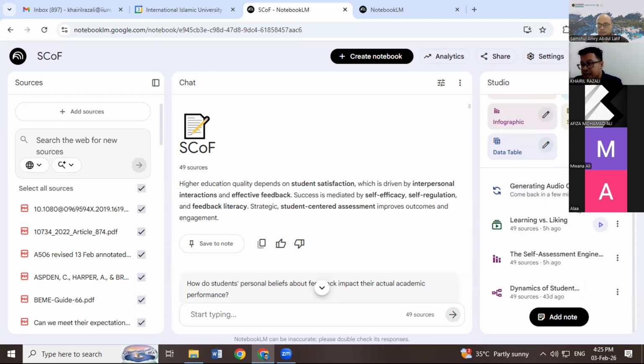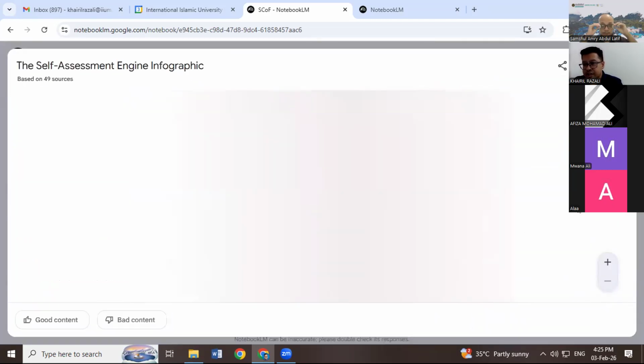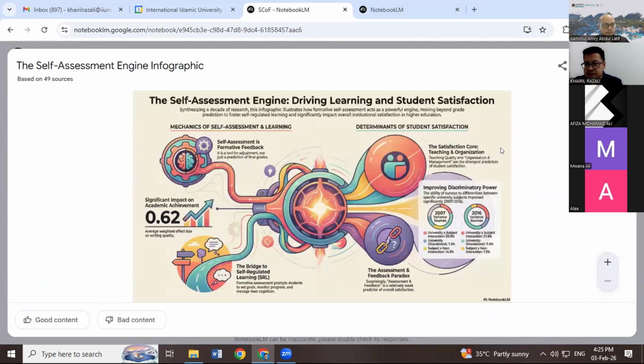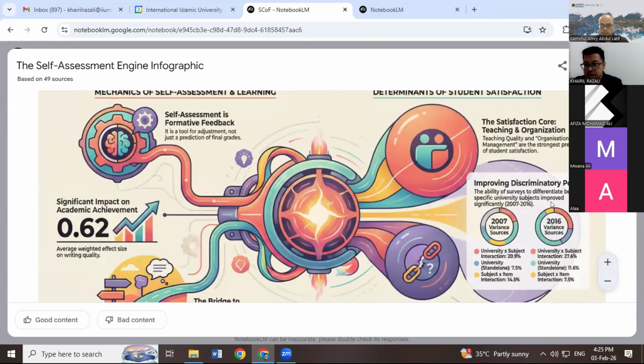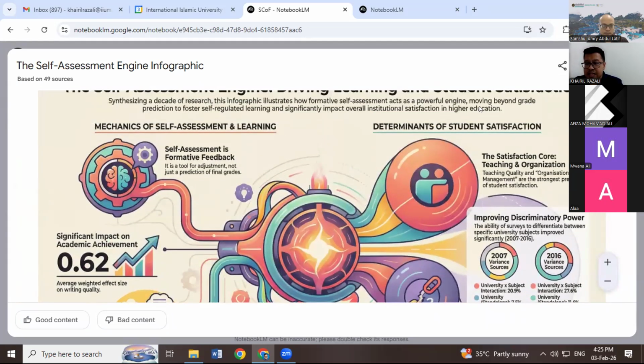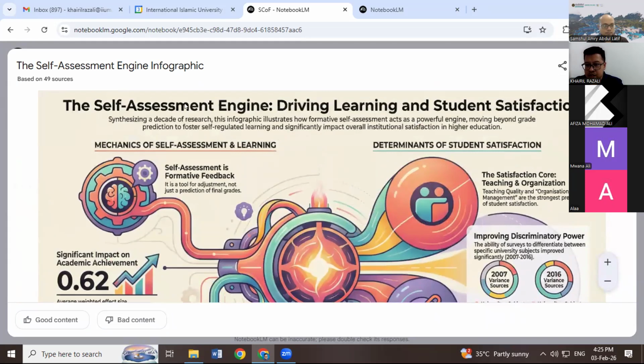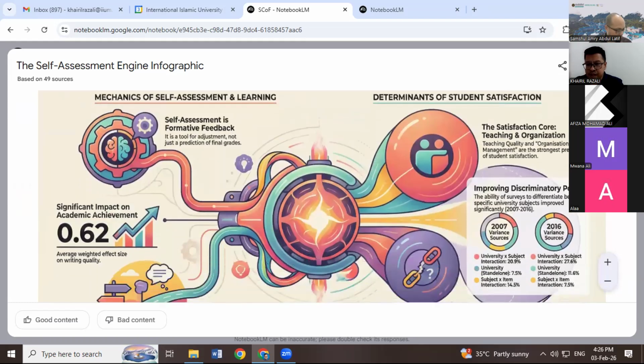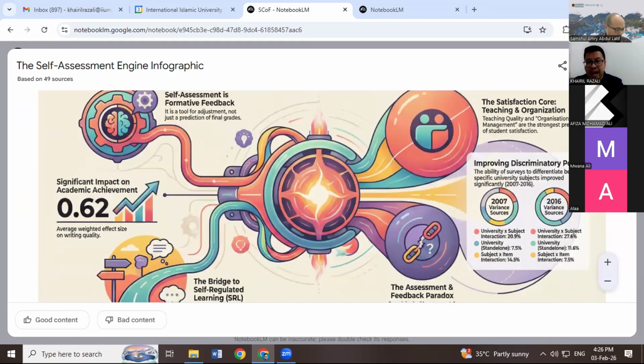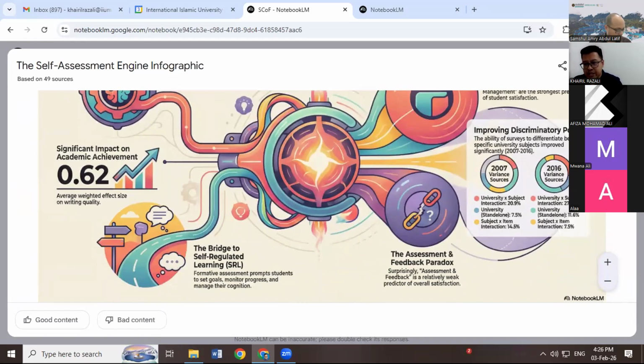Other than that, this is another one that I generated earlier. It is a simple infographic, generated using the 49 papers that I have uploaded. It talks about self-assessment driving learning and student satisfaction. It highlights the important aspects of the 49 papers. Of course, it summarizes as well as synthesizes the papers. It looks into the similarities and the differences, and highlights all of this.